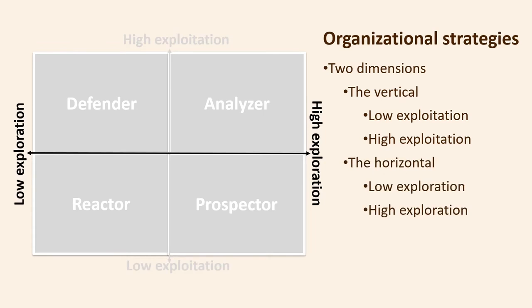The horizontal dimension differentiates between low exploration on the left side of the model and high exploration on the model's right side. With high exploration, the management is trying to do different things, contrasting with low exploration, where they are not looking for new markets or trying to invent new products.